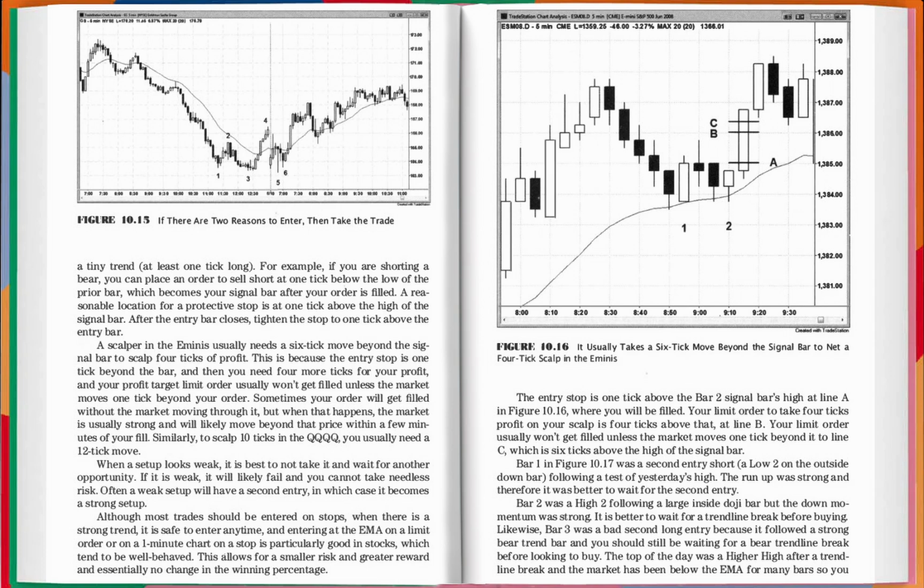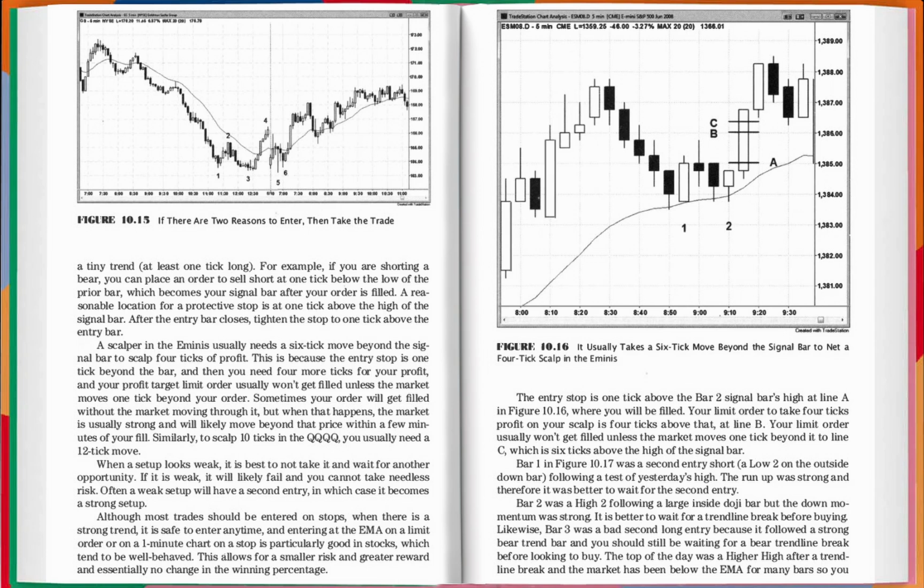When a setup looks weak, it is best to not take it and wait for another opportunity. If it is weak, it will likely fail and you cannot take needless risk. Often a weak setup will have a second entry, in which case it becomes a strong setup. Although most trades should be entered on stops when there is a strong trend, it is safe to enter anytime, and entering at the EMA on a limit order or on a 1-minute chart on a stop is particularly good in stocks, which tend to be well behaved. This allows for a smaller risk and greater reward, and essentially no change in the winning percentage.